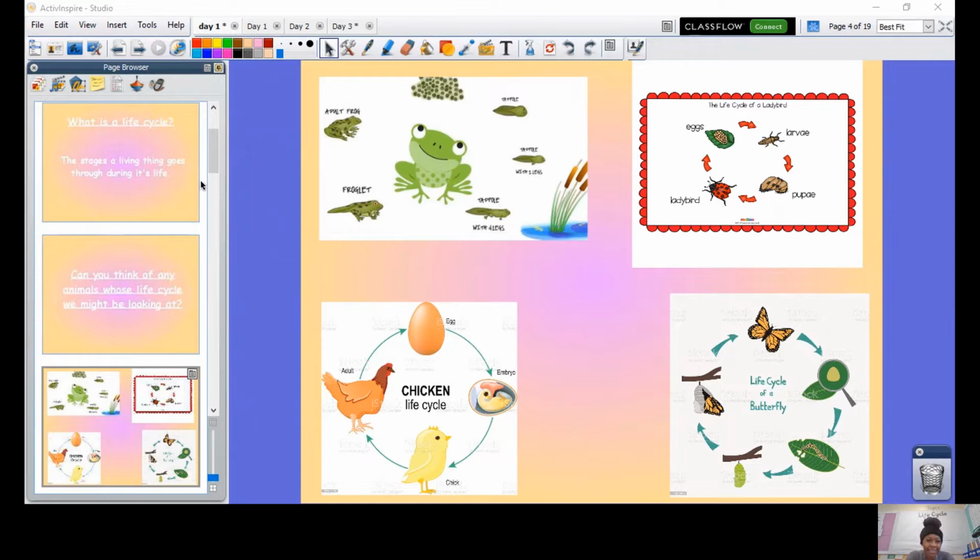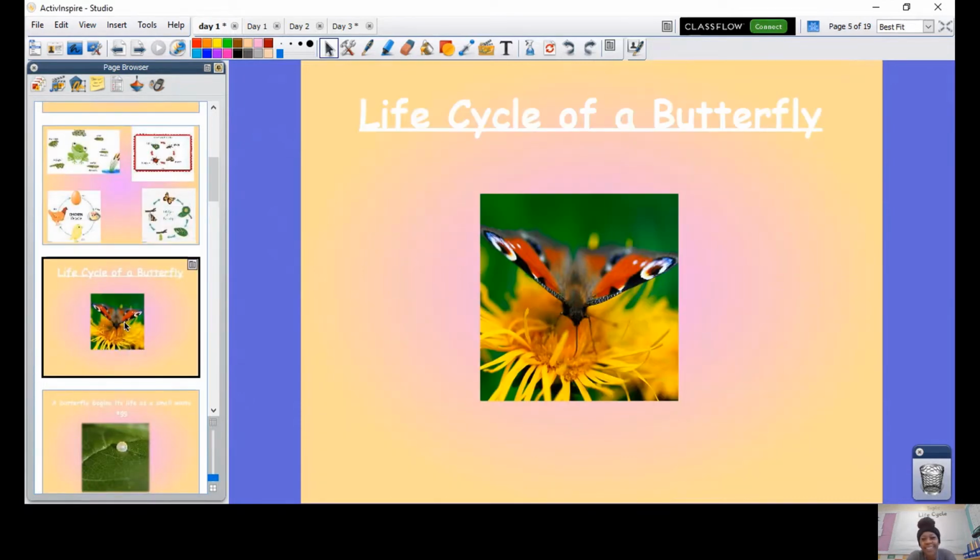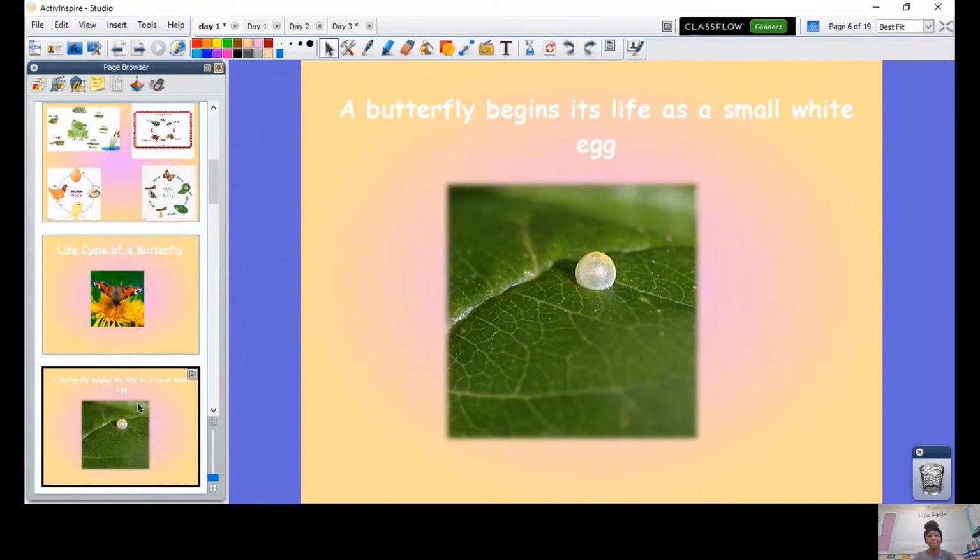And today, the first life cycle we are looking at is the life cycle of a butterfly. So we are going to be looking at how a butterfly transforms from an egg into a butterfly, basically. So let's go. So a butterfly begins its life as a small white egg. Okay, so as you can see in the picture, it's really small and it's on a leaf.